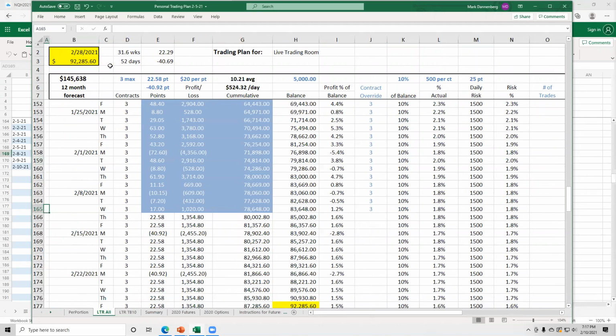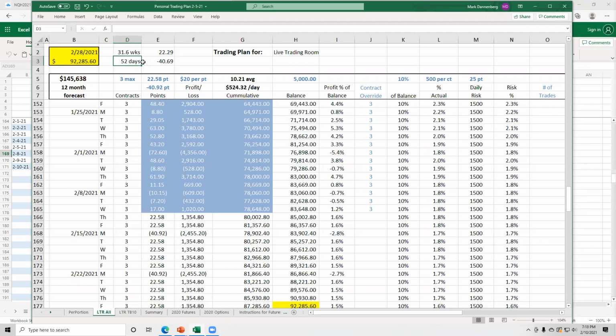All right, so now it comes the analysis, and I'm going to go through this pretty quickly. Most of you have seen this before, and you can certainly review it on the recording. But now we have a couple of things that we go take a look at. We are 31.6 weeks now through a 52-week forecast, 52-week personal trading plan.